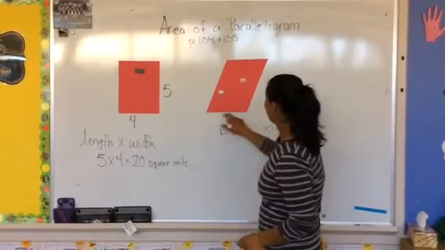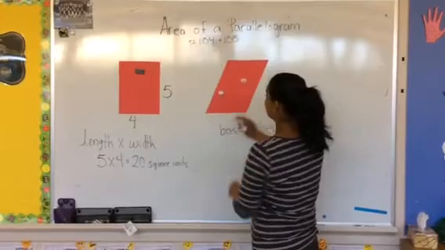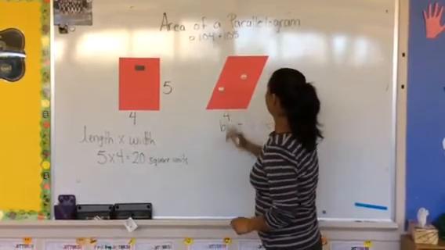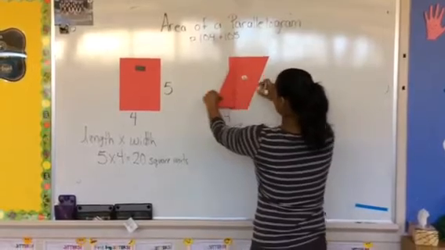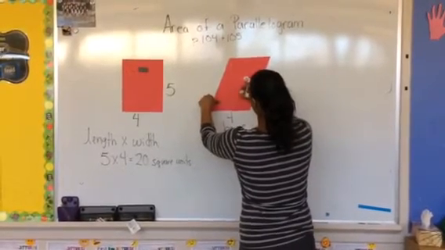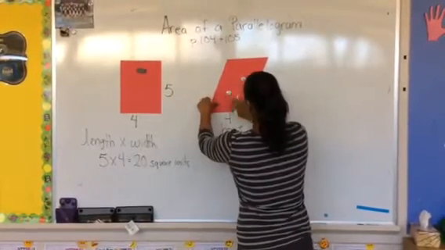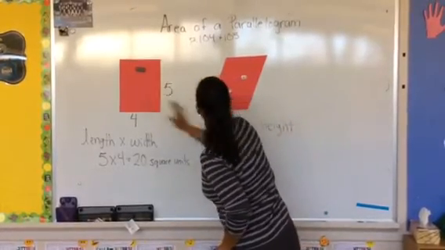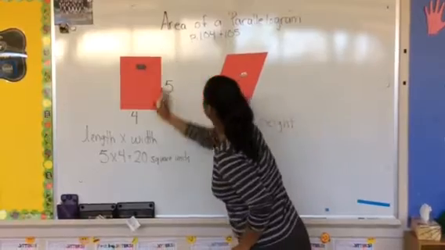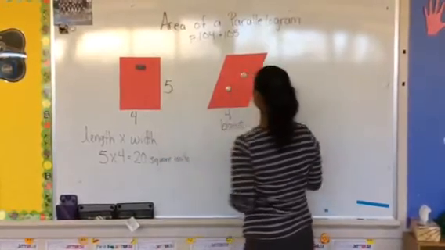And all you're going to do is multiply the base times the height. We know that the base is still going to be 4 because this came out of here. So it's the exact same measurement but moved over to the other side. So that's still 4. And the height is still 5. We can see that line right here that matches the length of that rectangle there.